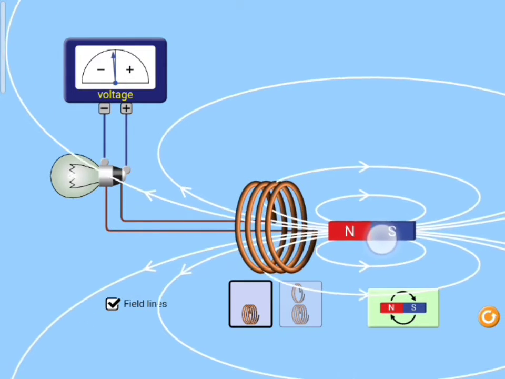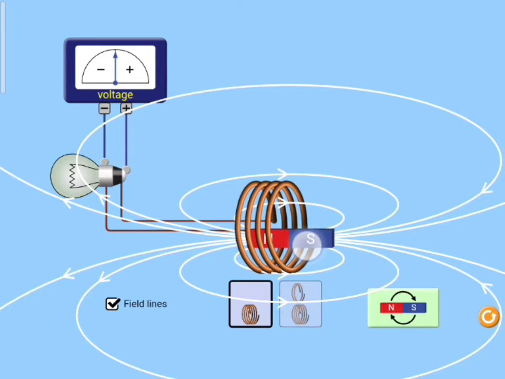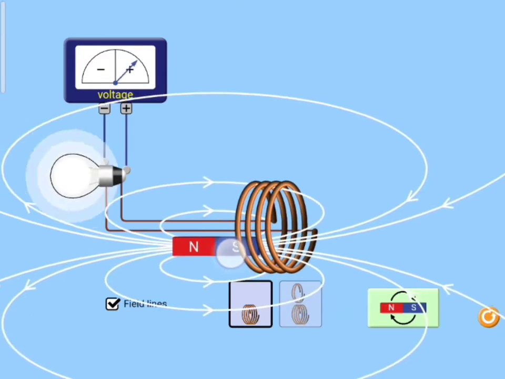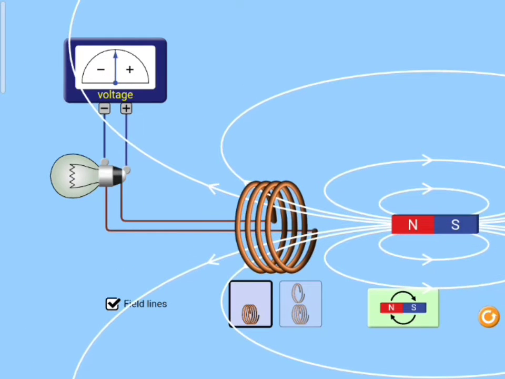When the magnet is moved toward the coil, the needle of the galvanometer deflects in one direction. When the magnet is held stationary at the position, the needle of the galvanometer returns to zero position. Now, when the magnet moves away from the coil, there is some deflection in the needle, but in the opposite direction. And again, when the magnet becomes stationary with respect to the coil, the needle of the galvanometer returns to zero position.